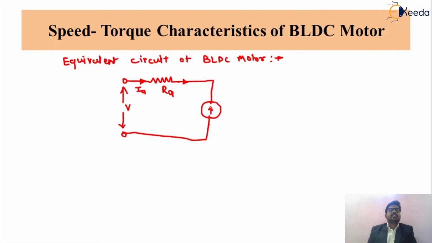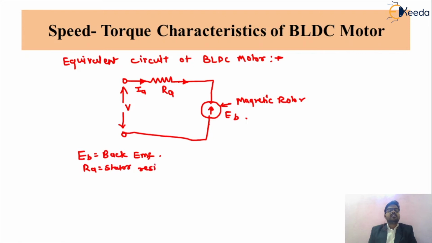Then this is basically the magnetic rotor, which will have the back EMF of EB. This is the back EMF, which we will call EB. This is the stator winding, which has the resistance RA. So I can write the different parameters. EB is the back EMF of your BLDC motor, and RA is the stator resistance.